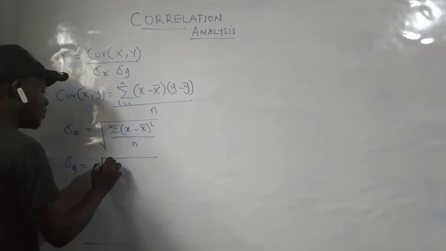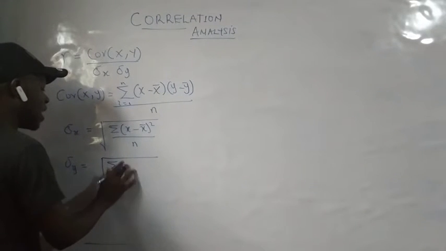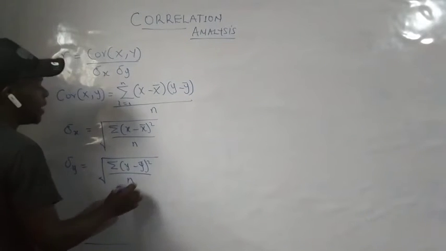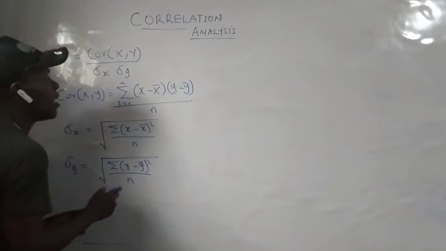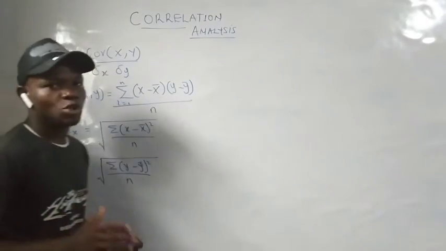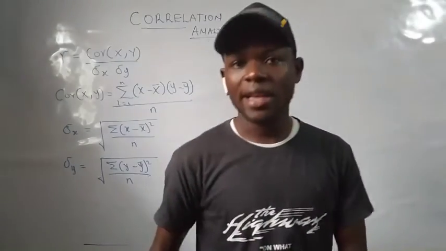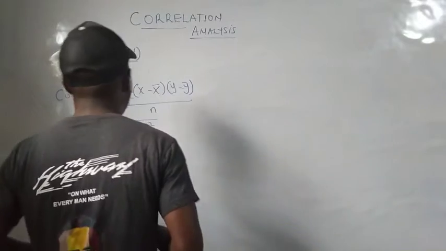The square root of the summation of y minus y bar squared all over n, with our x bar and y bar having their natural meaning of mean. That means the mean value of x and the mean value of y. That's what we have as our x bar and our y bar.